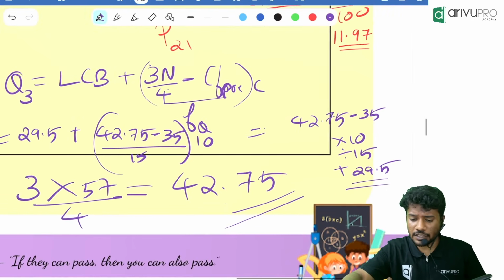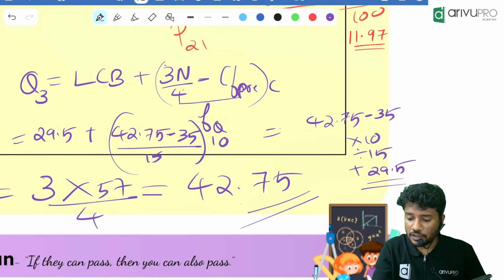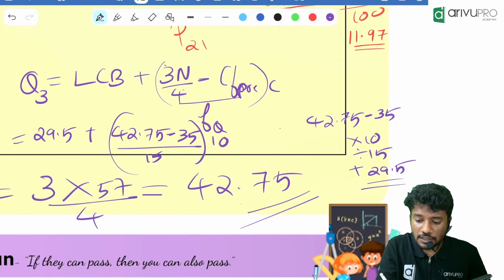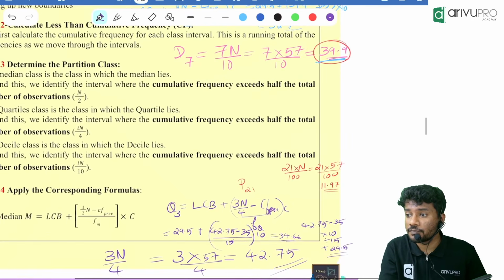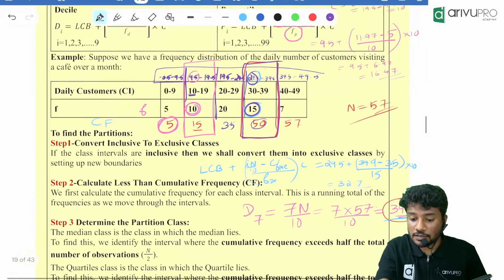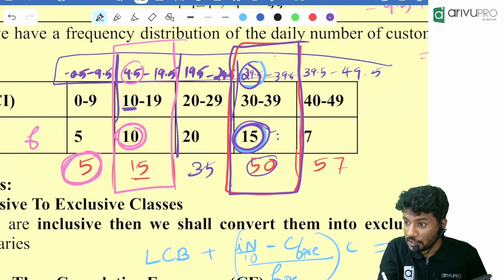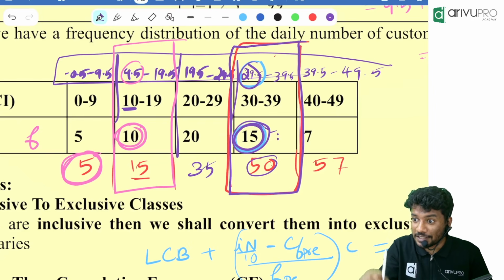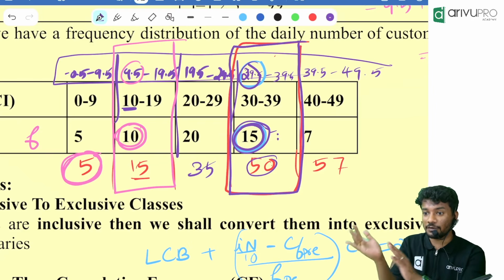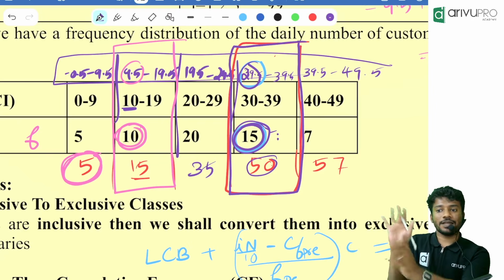34.66. Okay, fine, we'll write it over here. Frequency is 15 only, right? Yes. Frequency of the current class. Frequency of the partition class, not the previous. It is the partition class. Cumulative frequency only we will take for the previous class.